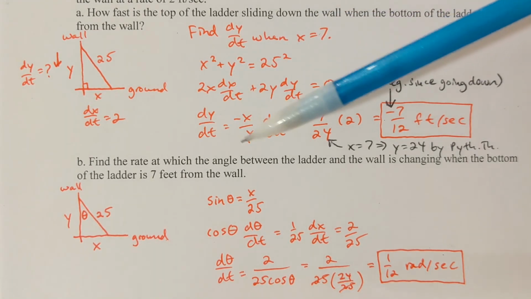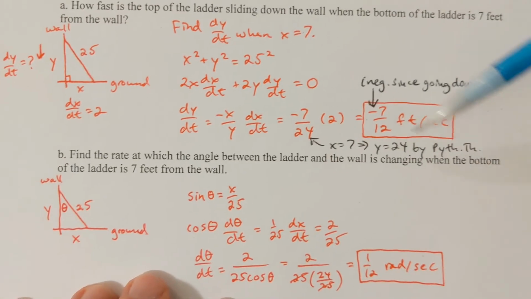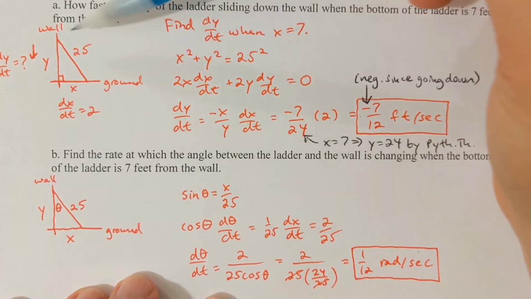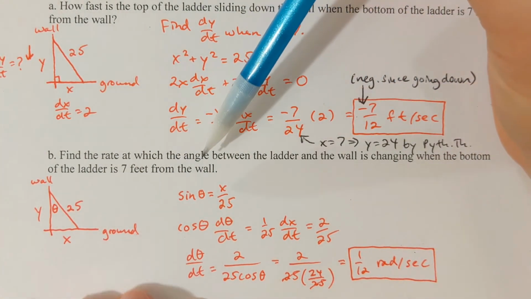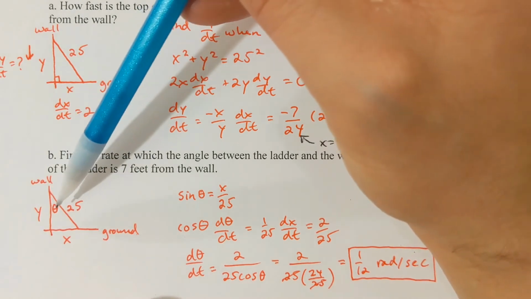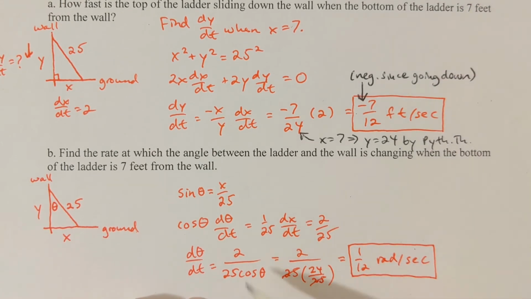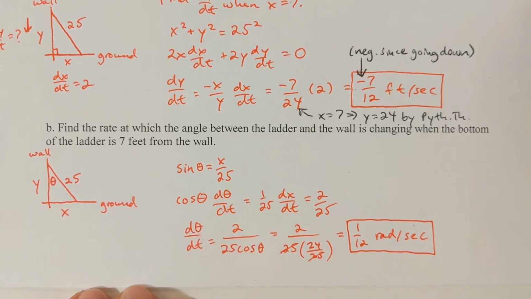Find the rate at which the angle between the ladder and the wall is changing when the bottom of the ladder is 7 feet from the wall. Okay, so here's my picture, redrawn, and I'm interested in the angle between the ladder and the wall. I'll call that angle theta, and how that angle is changing with respect to time. So in this problem, I know right away that I want to find d theta dt. How is this angle changing with respect to time t?